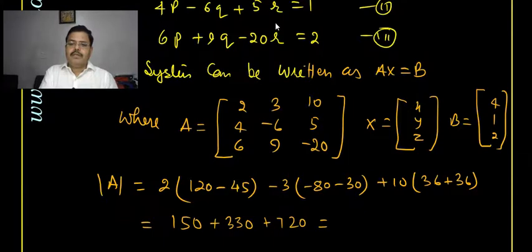That will be 150 plus 330 plus 720, which comes to 1200. That will come.